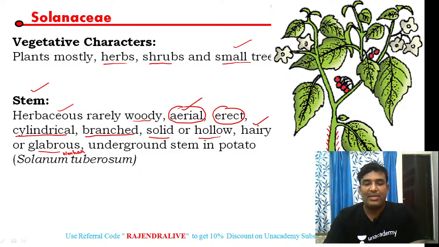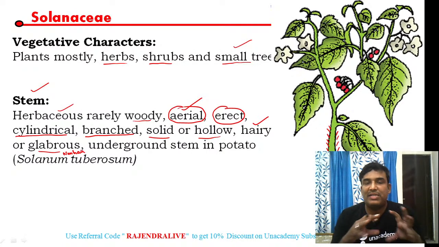And in some cases the stem is also showing underground stems. Underground stem is present. The best example is potato. In potato, like Solanum tuberosum, you have an underground stem. Underground stems store the food materials. The best example is potato, that is Solanum tuberosum.